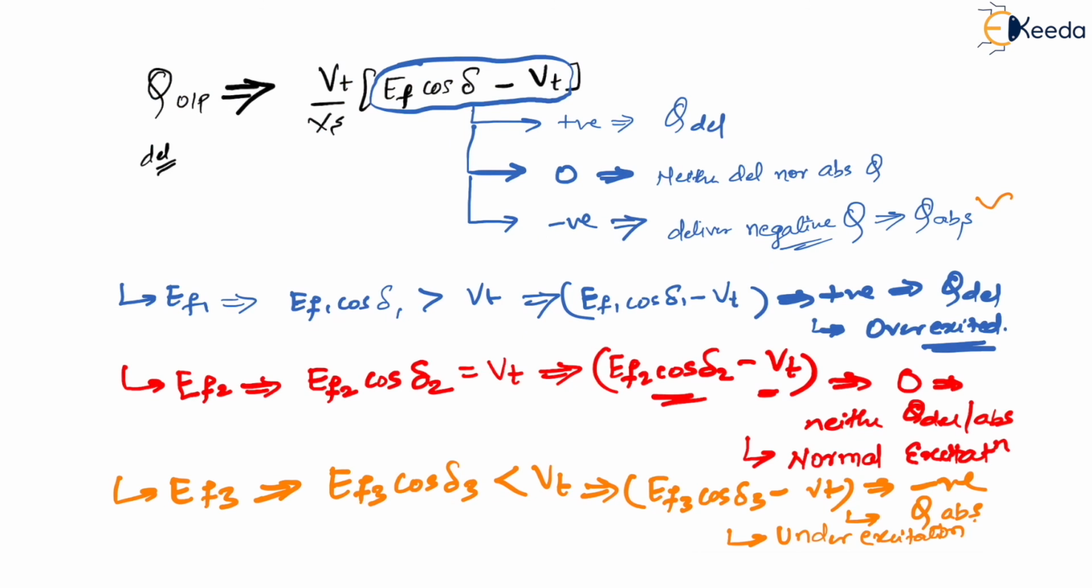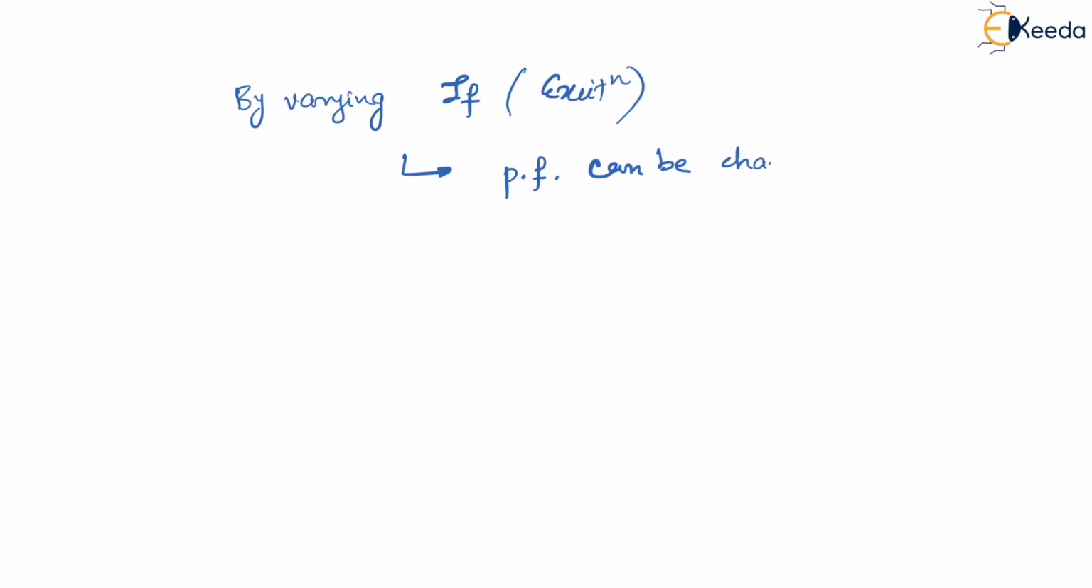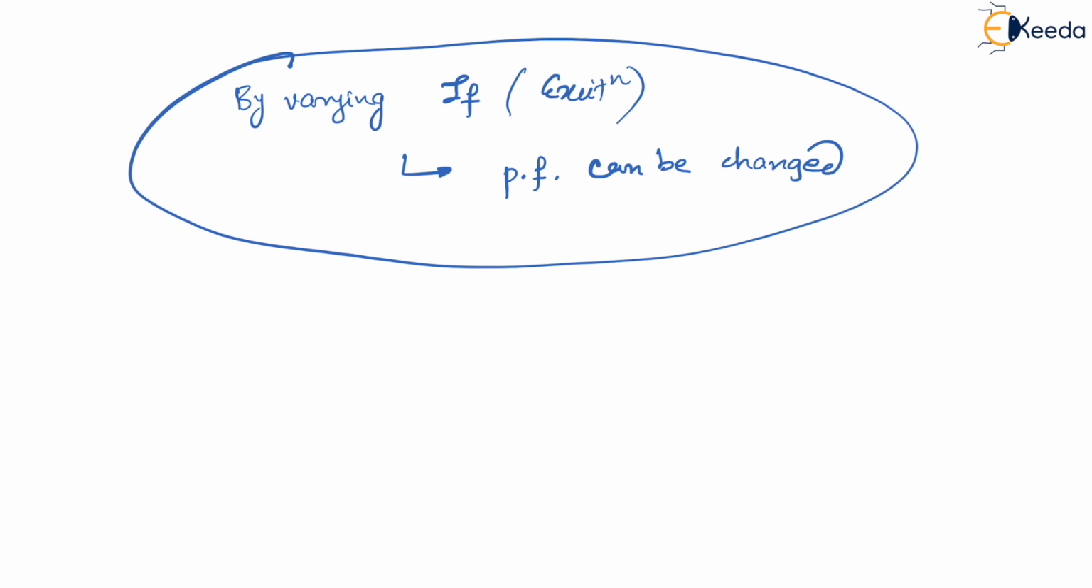What does this mean? By changing field current, note this down. By varying field current, or in short, excitation, power factor can be changed. Yes or no? By varying excitation, my power factor can be changed. This is another observation we make from this.